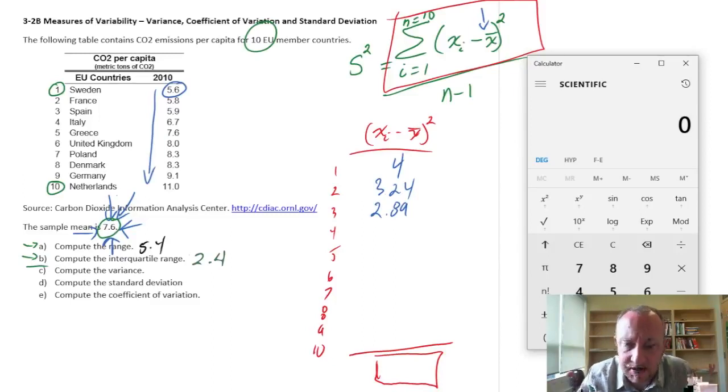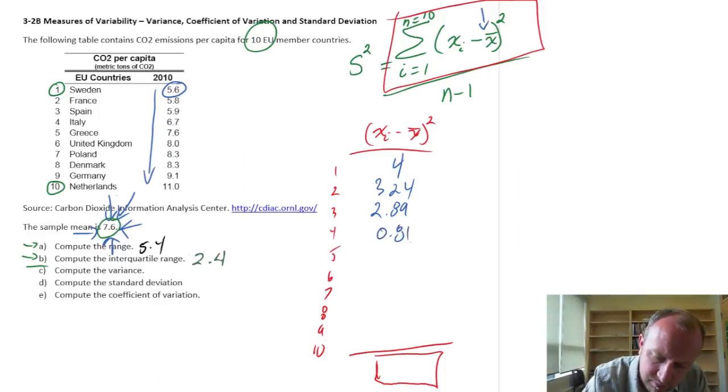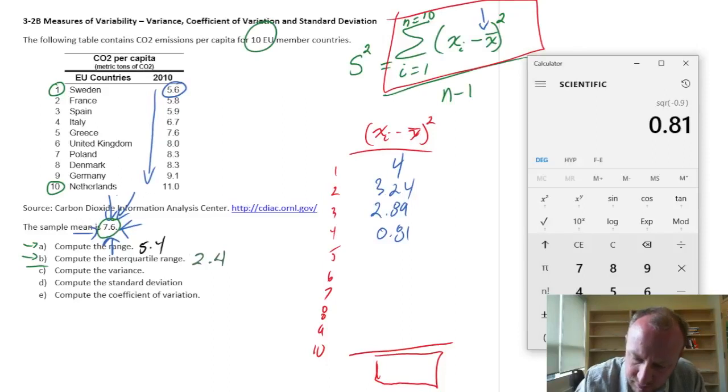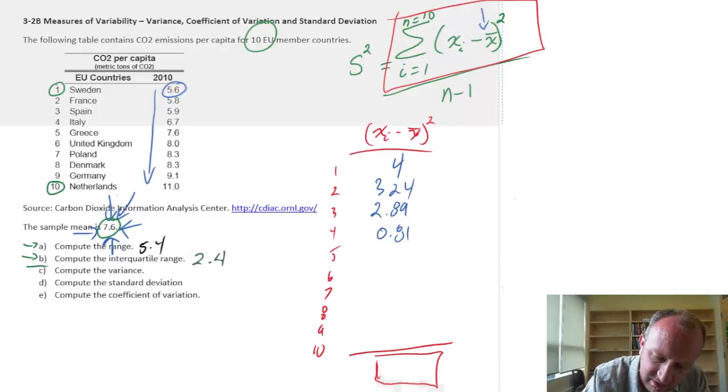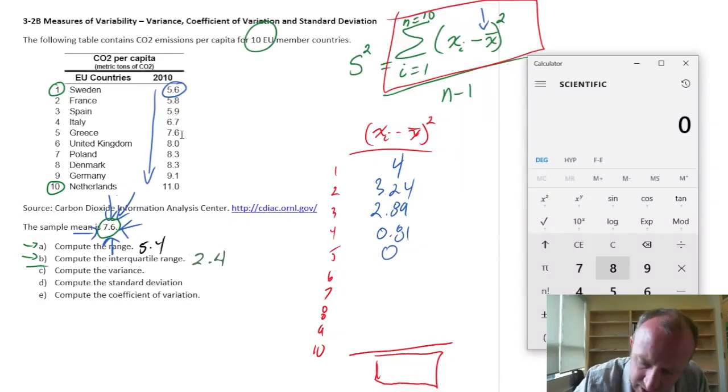So just take your time, as long as you've got time to spare on an exam or whatever you're working on. Okay, I'm at 6.7 here. 6.7 minus 7.6, 81. So while I can do that one in my head, that one's going to be 0.81. Eight.